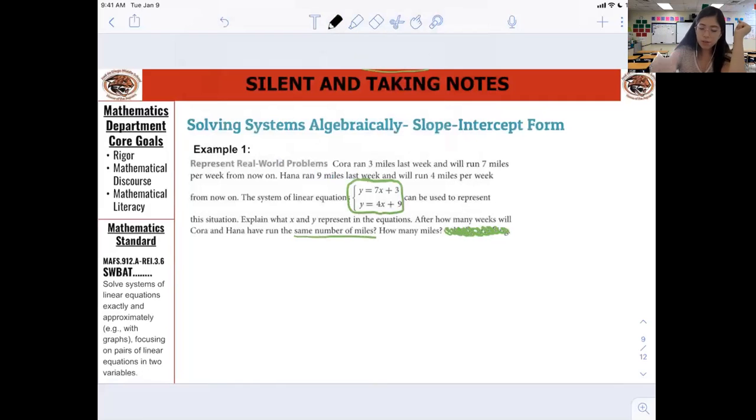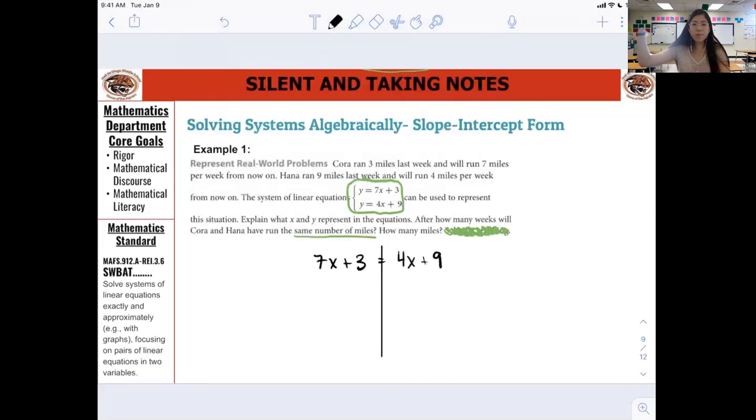So what I can do is take equation number 1, the top one, just this part of it, 7x plus 3, and make it equal to the bottom equation, 4x plus 9. Because we want them to be the same. We know that in order to be the same, they have to be equal. So when I make them equal to each other, I'm going to solve it like an equation and figure out what I get for x.